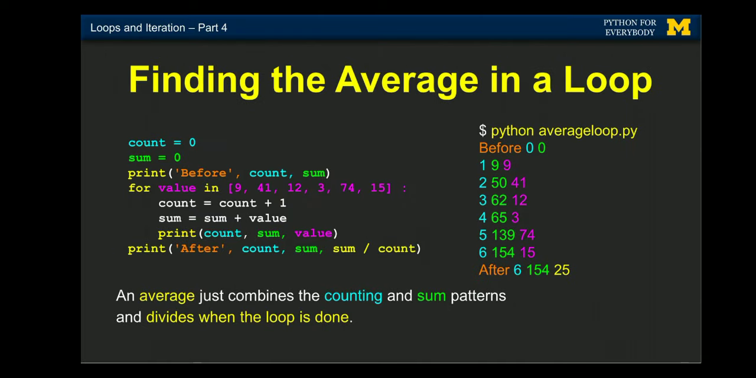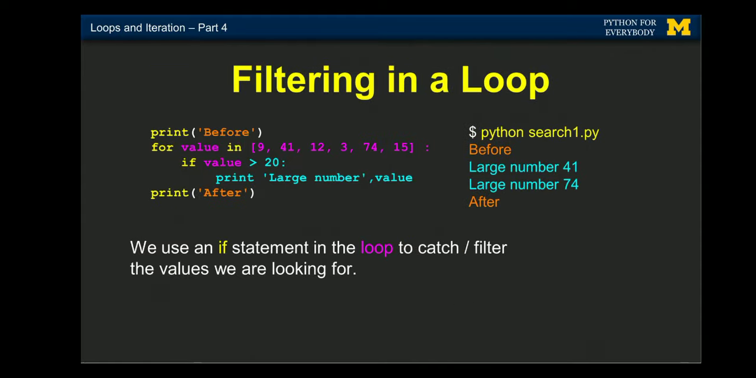An average just combines the counting and sum patterns and divides when the loop is done. So first of all, find out the sum of all numbers, and then the count, and you are going to get the result of the average. Filtering in a loop: we use an if statement in the loop to catch and filter the values we are looking for.